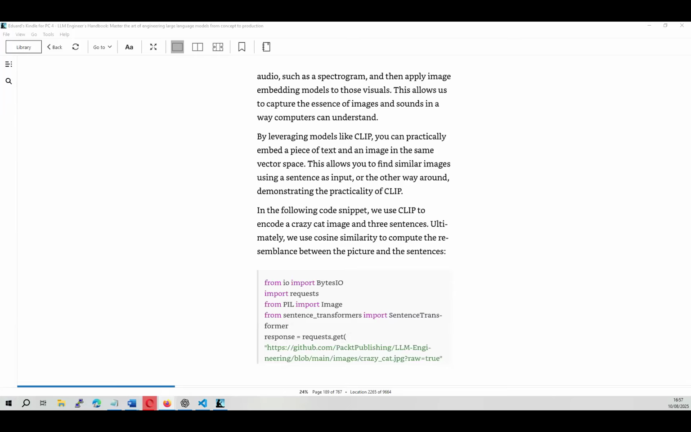So the first model is off the shelf. This is an embedding model called the All Mini LM. Let me search for it on Hugging Face.